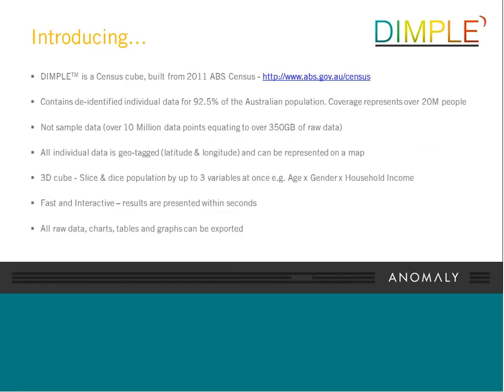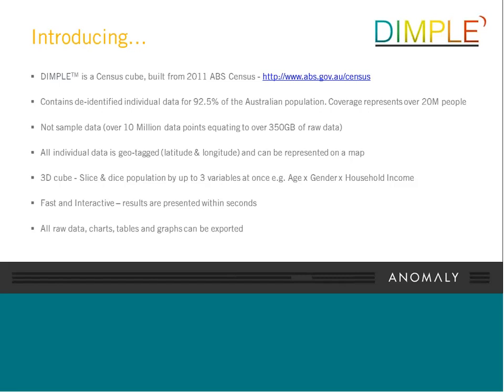So DIMPLE is our ABS census cube, which is built through the ABS data, which took place in 2011. So the last census happened in 2011. It's publicly available information. And we extracted all the information from the census and built a cube around it, which is called DIMPLE. DIMPLE contains de-identified information for 92.5% of the population, which is just over 20 million people. So DIMPLE is not sample data, it's not research. It relates to about 10 million households in Australia and over 350 gigabytes of raw transactional data.